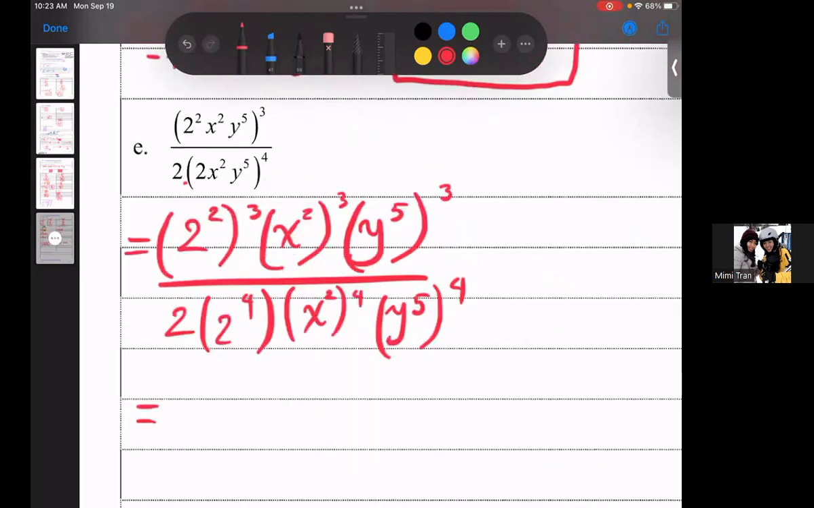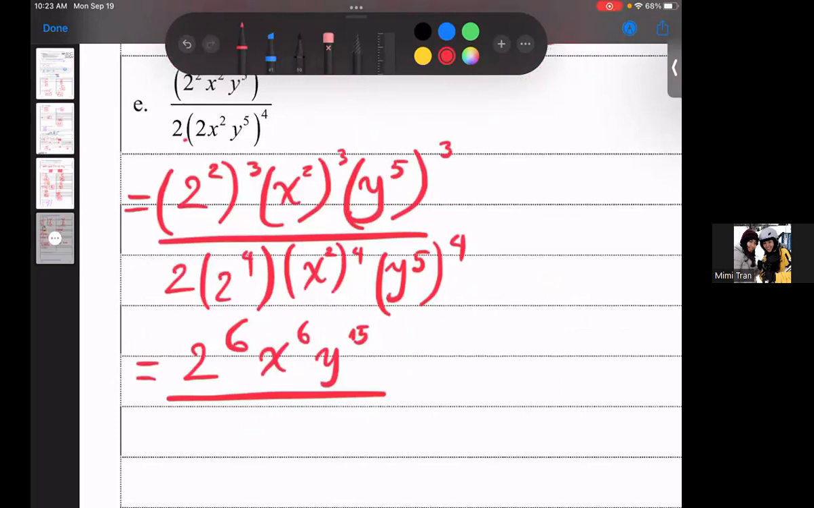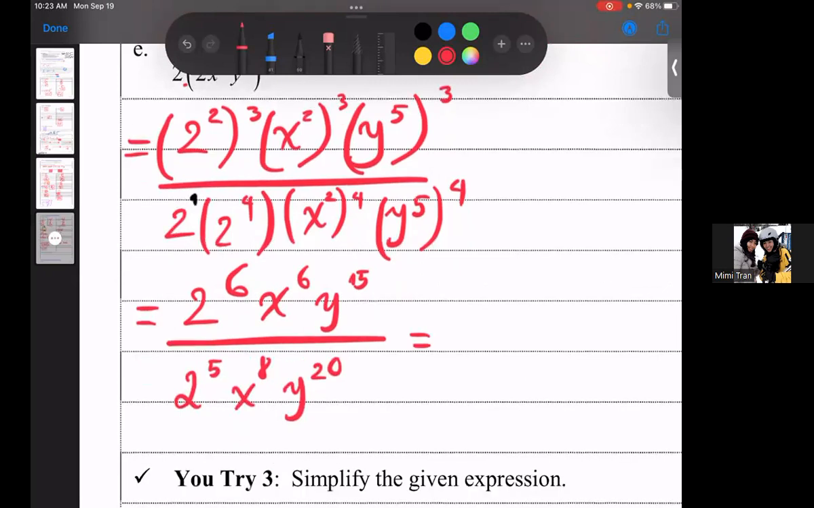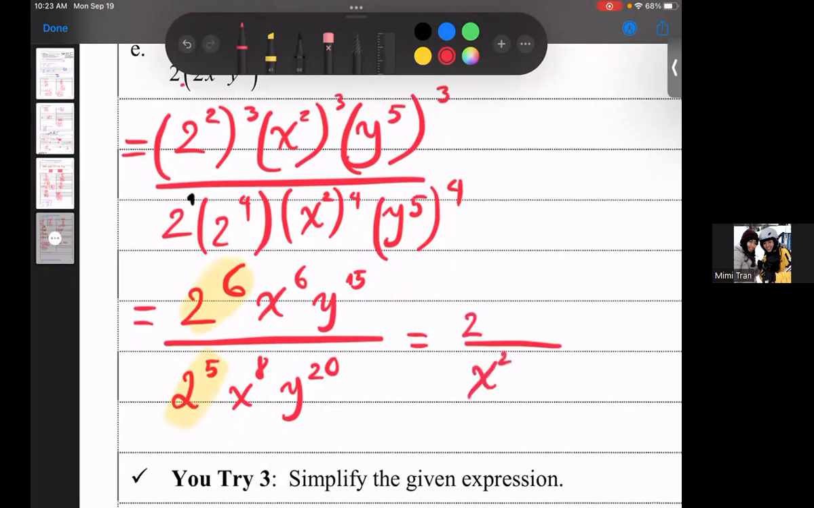So the top I have 2 to the 6, x to the 6, y to the 15. I don't know why I write the 6 so big. The bottom I got what? 2 to the first times 2 to the 4, which is 2 to the 5th, right? And then x to the 8, and then y to the 20. Simplify. 2 to the 6 and 2 to the 5th is 2, right? x to the 6 in the top, x to the 8 in the bottom. So I have x squared in the denominator, and then y to the 5th.